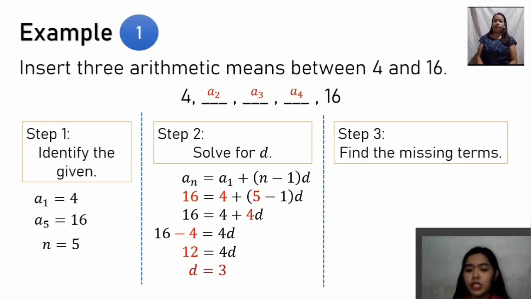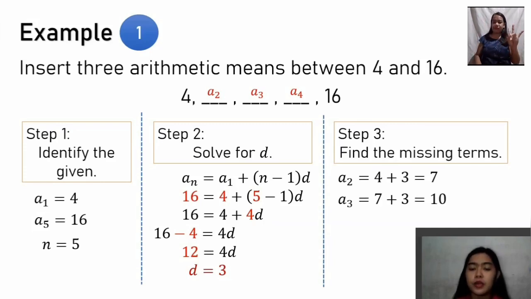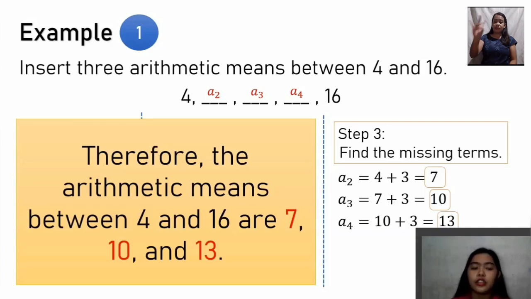So step 3, find the missing terms. We already have our common difference, which is 3. So a sub 2 is the sum of the first term and the common difference. So that is 4 plus 3 equals 7. A sub 3 is the sum of the second term and the common difference, which is 7 plus 3 equals 10. And lastly, a sub 4 is the sum of the third term and the common difference. That is 10 plus 3 equals 13. So 7, 10, and 13 are the arithmetic means between 4 and 16.